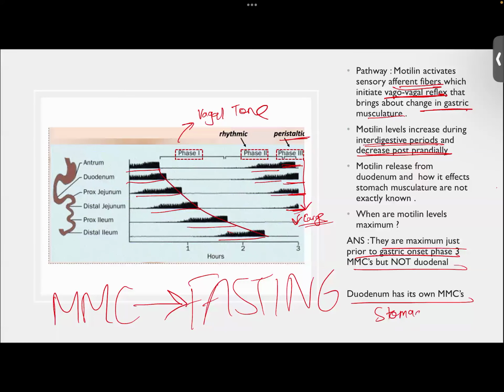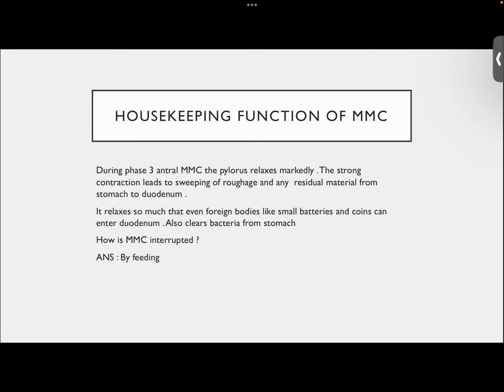The stomach has MMCs that it has by itself, right? And in these stomach MMCs in phase 3, which is the intense peristaltic activity, just before it, we're going to have maximum motilin levels. All right, super simple, just something you need to memorize and put in your head.